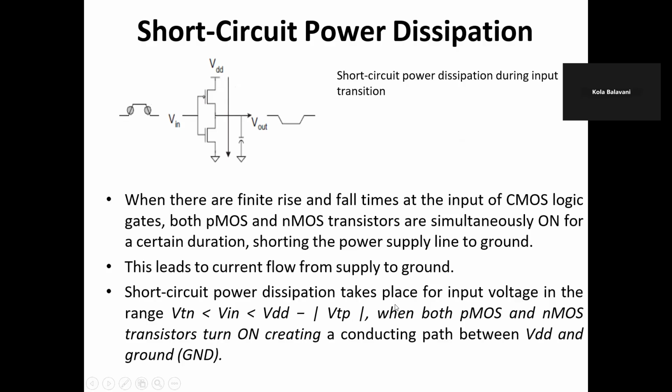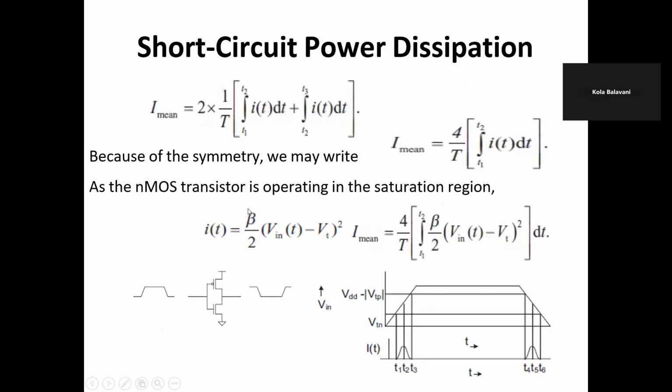Short circuit power dissipation takes place whenever the input voltage is in the range VTN less than Vin less than VDD minus VTP. That is, the threshold voltage of NMOS is less than the input value, and Vin is less than VDD minus the threshold voltage of PMOS. In this situation, both the PMOS and NMOS transistors are on, creating a conducting path directly between VDD and ground.